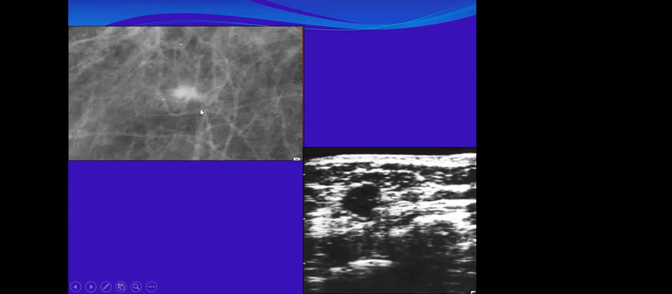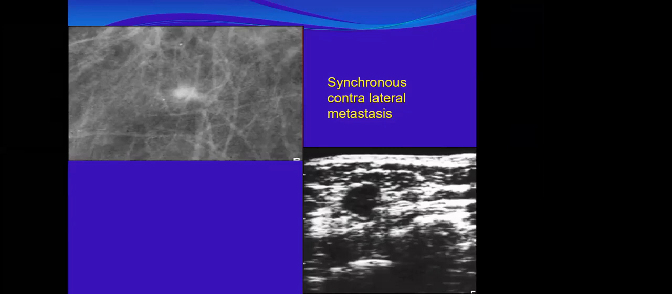The spot demonstrates that it is an indistinct mass, improving conspicuity of the mass, and it is confirmed on ultrasound as an irregular, indistinct, heterogeneous hypoechoic mass, and both are malignant, representing synchronous contralateral metastasis.